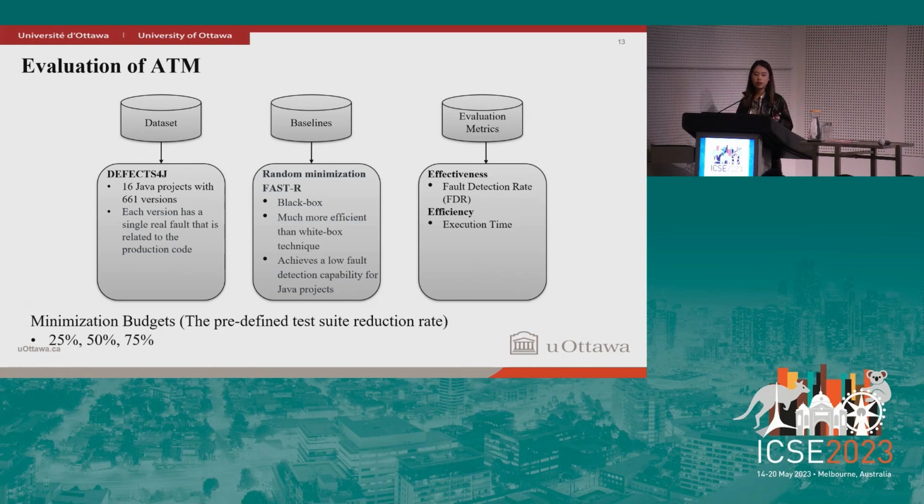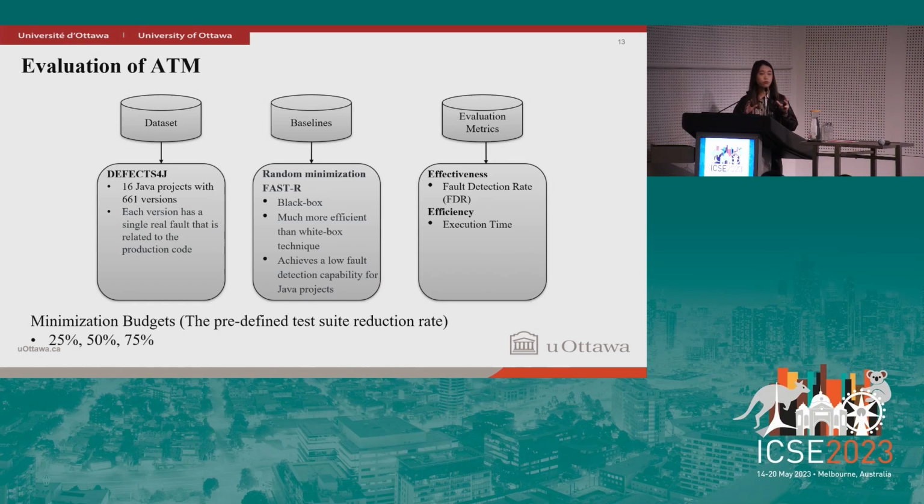As for the evaluation of ATM, the dataset we used is 14 Java projects with 661 versions extracted from the Defects4J dataset. And each version has a single real fault that is related to the production code.